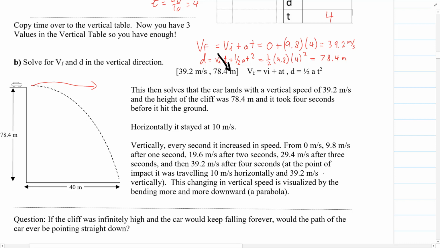Okay. Here's a good, tough question. Good concept question. If the cliff was infinitely high and the car kept on falling, would the path of the car ever be pointing straight down? So like after a day, not just a minute or 2 or 3 or 4, but a day or a week of falling, that's a long time it's going to be accelerating down. Would the path, the direction, ever be straight down? Would it ever go straight down? Answer in the next video.